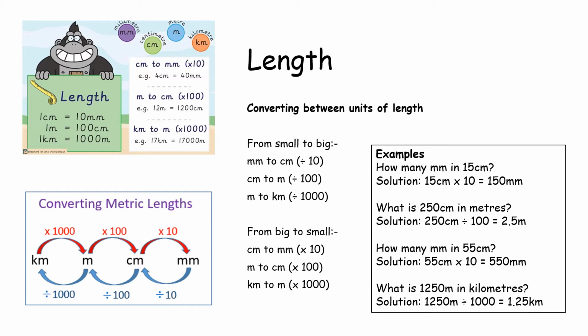Number 3, how many millimetres are in 55 centimetres? Again, you take your centimetres, so 55 centimetres, times it by 10 to give you 550 millimetres. Always remember to have your units of measurement in your answer as well, by the way. Lastly, on this page, what is 1,250 metres in kilometres? So we take our 1,250, we divide it by 1,000, which leaves us with 1.25 kilometres.